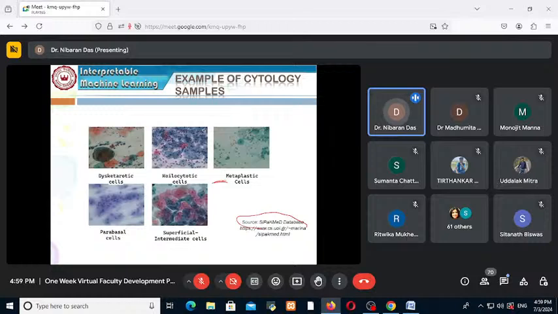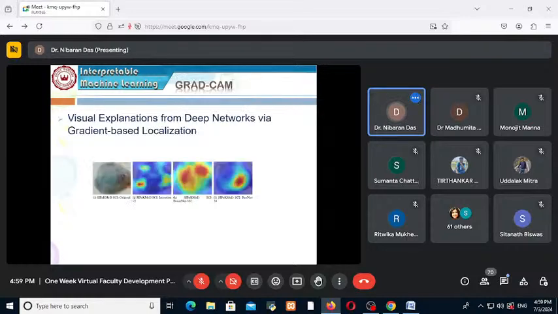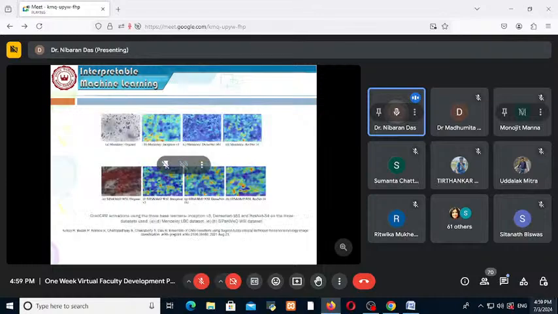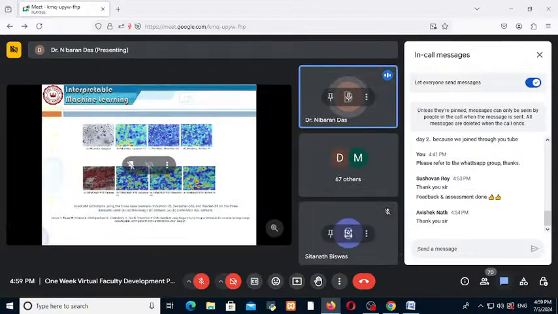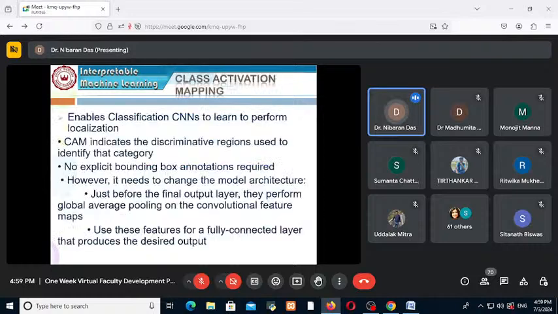Then how will the machine understand these cells? If you want to recognize in the cytology domain, there are lots of challenges, especially overlapping regions, huge color variation, and accurate prediction. All of this could be identified from the heat maps, and these heat maps could be calculated after getting the prediction using Grad-CAM. We do not have time, so we could stop here. These are some results from the papers. Here, if you notice, these regions are highlighted during the classification.